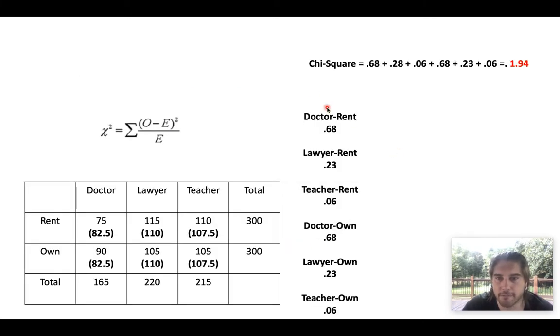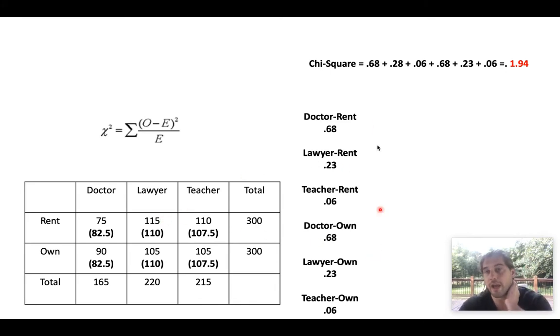And here's what you look like, right? We can see, if you do the math, this is your value for doctor rent, 0.68. Here's your value for lawyer rent. Here's your value for teacher rent, doctor own, lawyer own, teacher own. So go ahead and check your answers, right? Again, I derived these values simply by doing the right side of this formula once for each of my cells. So 75 minus 82.5 squared divided by 82.5 is 0.68. 115 minus 110 squared divided by 110 is 0.23.